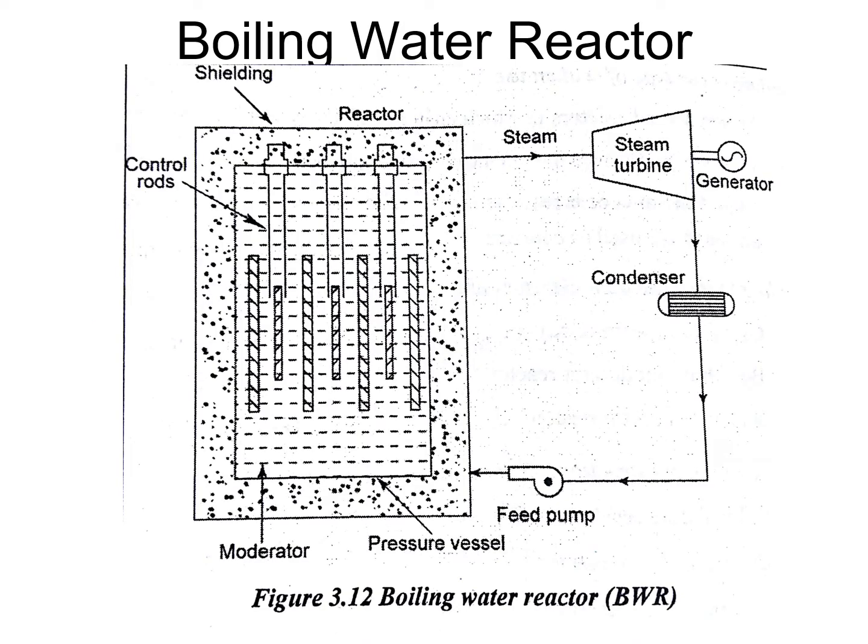Now we are looking at the boiling water reactor. Here, look at the diagram, the light water which acts as the coolant and moderator passes through the core where boiling takes place in the upper part of the core.